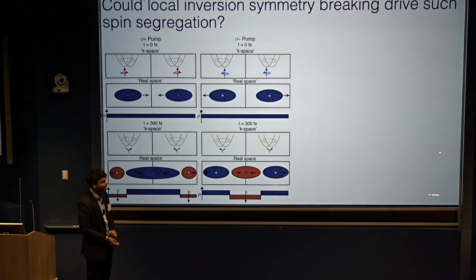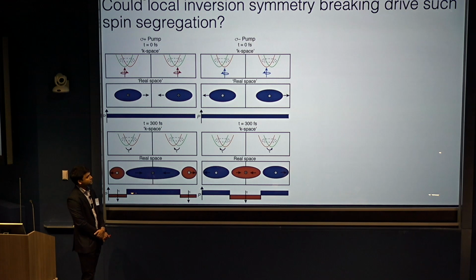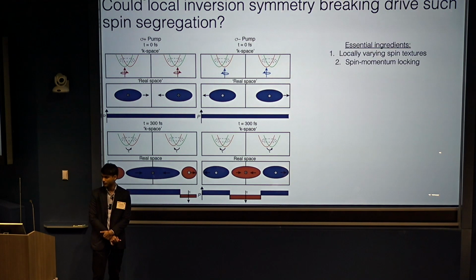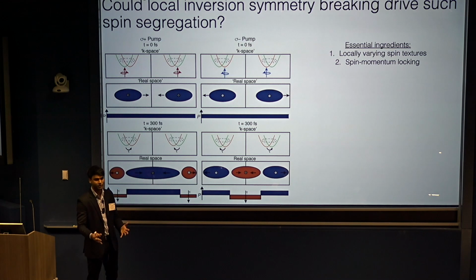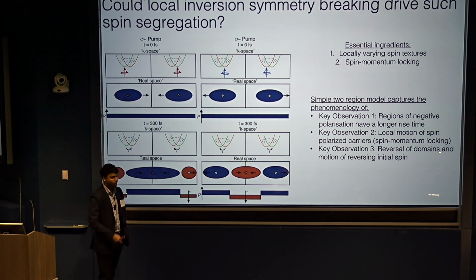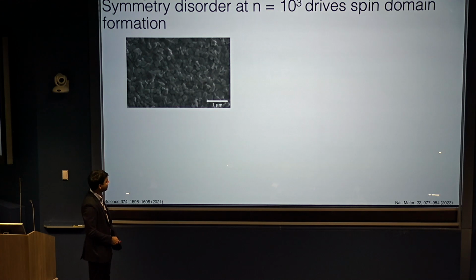It's quite neat because what it tells me is that all I needed were locally varying spin textures and spin momentum locking in order to get this emergent phenomenon of spin segregation in a pretty disordered material. And with these 2 simple assumptions, I was able to explain all of the experimental phenomenology that I've just gone through today. So broadly speaking, what that explained to me early on in my PhD is that disorder is important even when it happens on long scales.